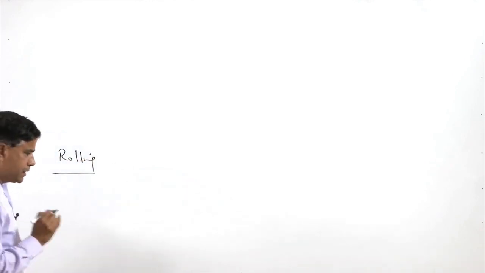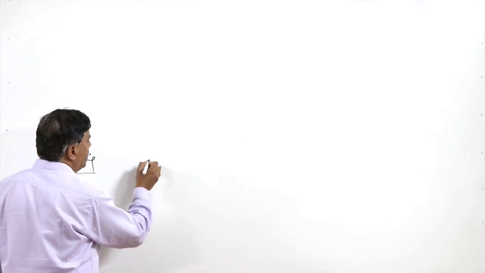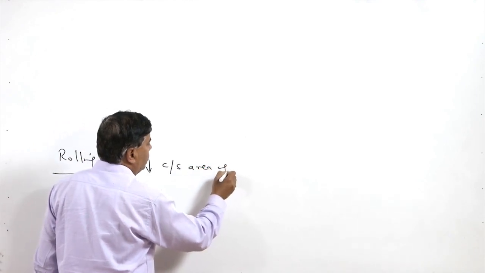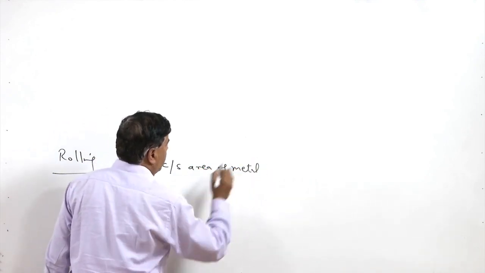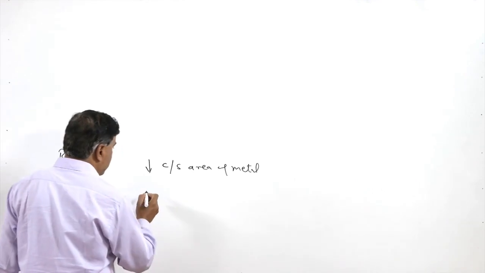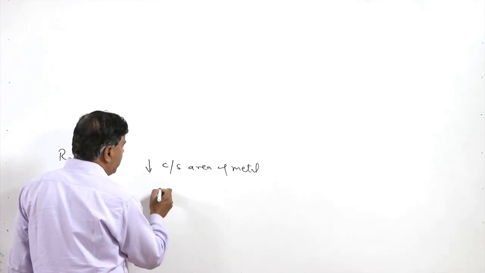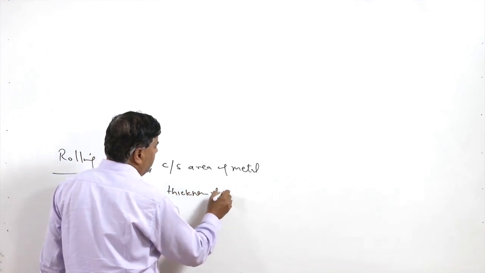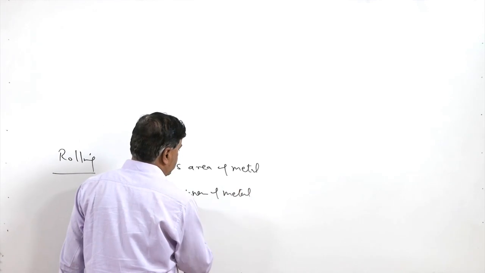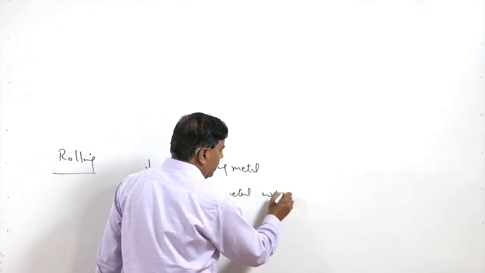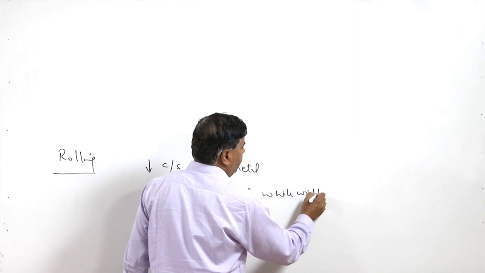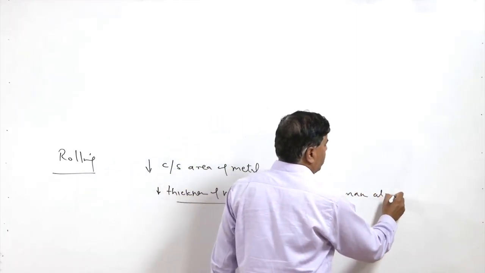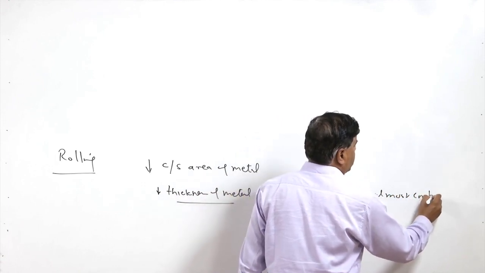This process is basically used for reducing the cross sectional area of the metal stock. The cross sectional area is reduced by decreasing the thickness of the metal, while the width remains almost constant.